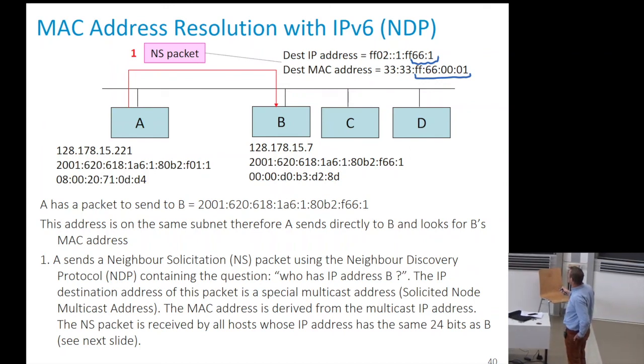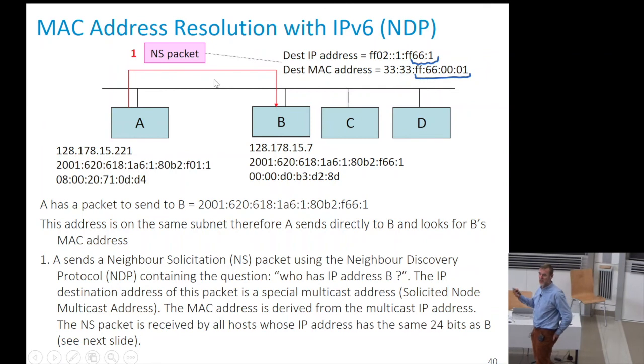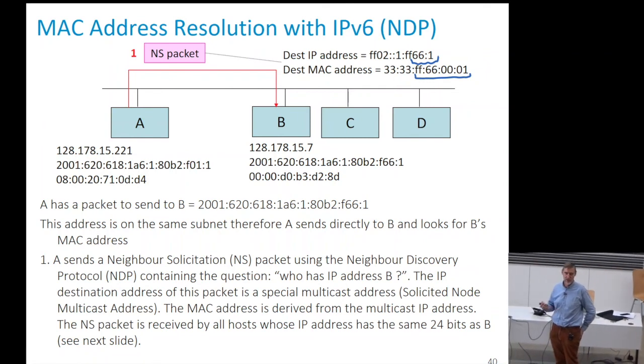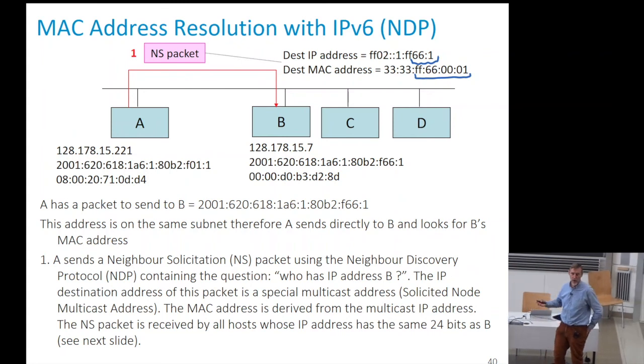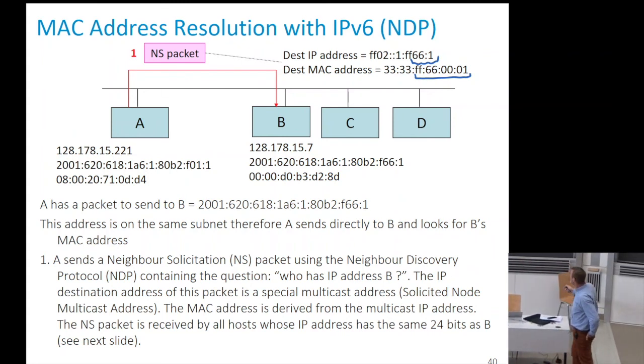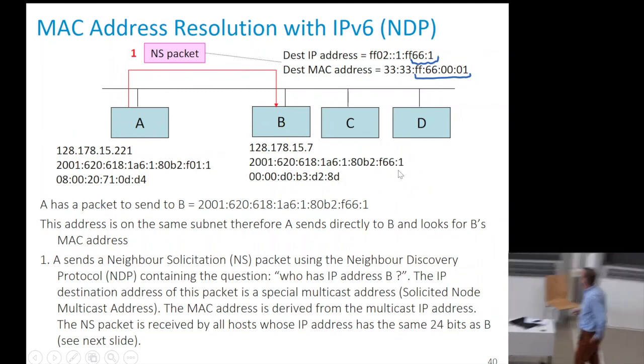And this packet is called a neighbor solicitation packet. It contains a question, so it is an IP packet sent to this address. And inside the IP packet, there is a message, which is not TCP or UDP, but is ICMP, the Internet Control Messaging Protocol, which contains a question: who has this address? So this address is contained in the payload of the packet, not in the destination address.